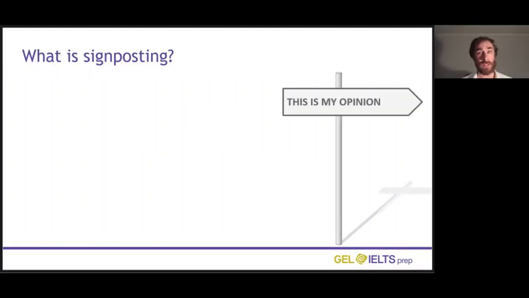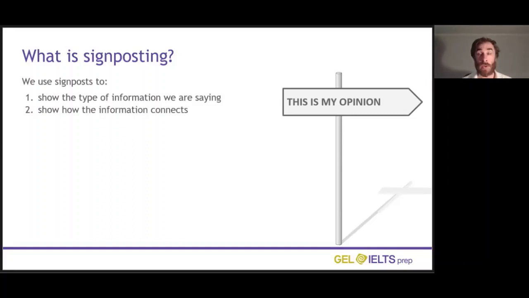So, what is signposting? Signposting is language that we use, phrases or expressions, that show the listener what we're going to say. It prepares them when they are listening to us. This can include telling the listener the type of information we are saying, if it's an opinion, if it's a fact, if we heard this from somebody else, or if it's news.